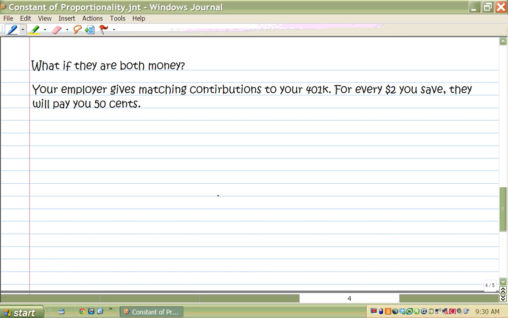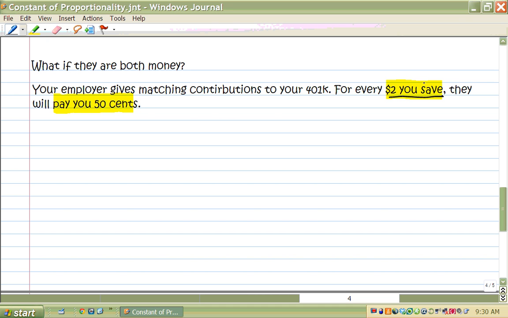So let's say here, this employer is saying for every $2 you save, they'll pay you 50 cents. And you're like, oh, well, that's nice. I mean, that's lovely. But here, you don't have money over an item. You have money over money. So you're like, wow, how do I set this up? Again, look, you have $2 that you save, and they pay you 50 cents. So which one's dependent? Which one's independent? I want you to think about that for a second. Pause the video, see if you can figure it out.